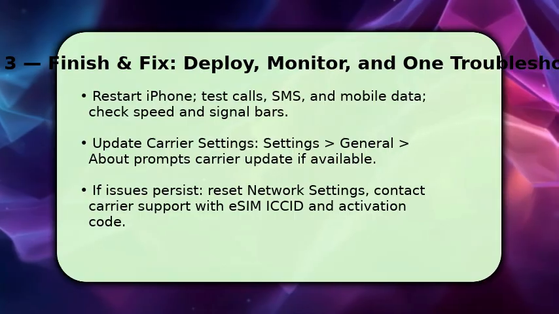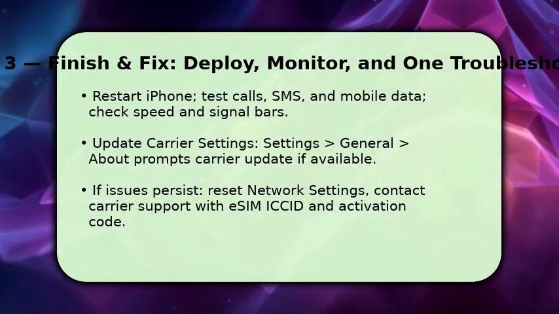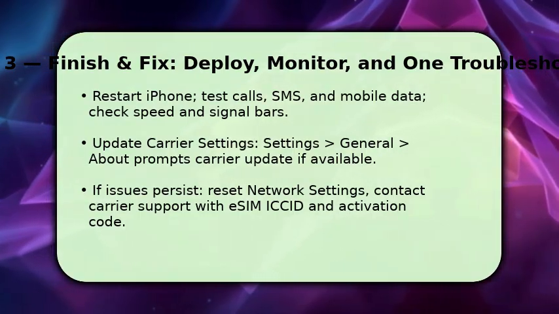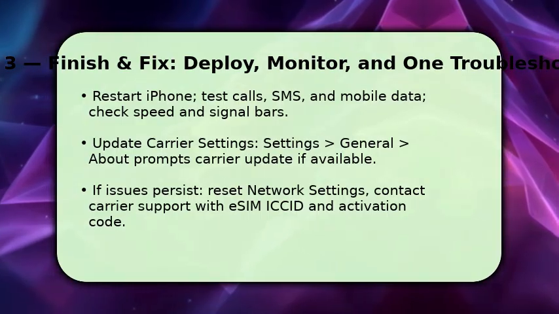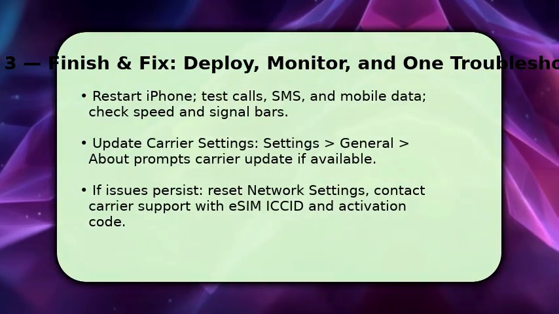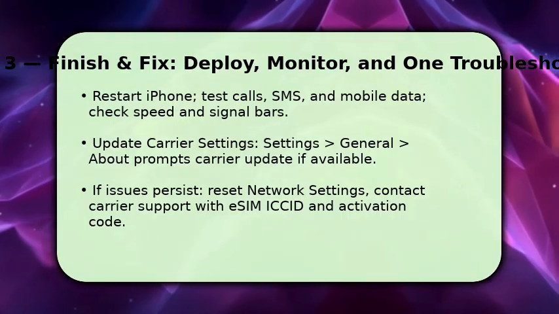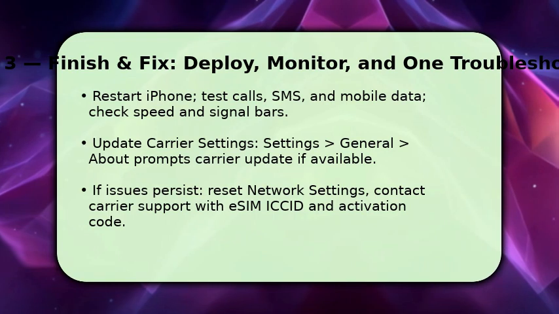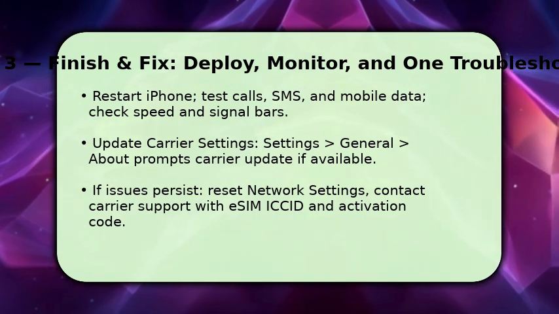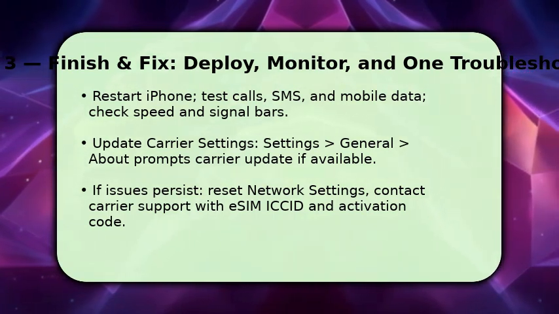If problems continue, reset network settings to clear cached network data, but remember this removes saved Wi-Fi passwords. Finally, contact carrier support with the eSIM EID and activation code handy. They can push the profile or troubleshoot provisioning on their backend. This often resolves stubborn activation faults.